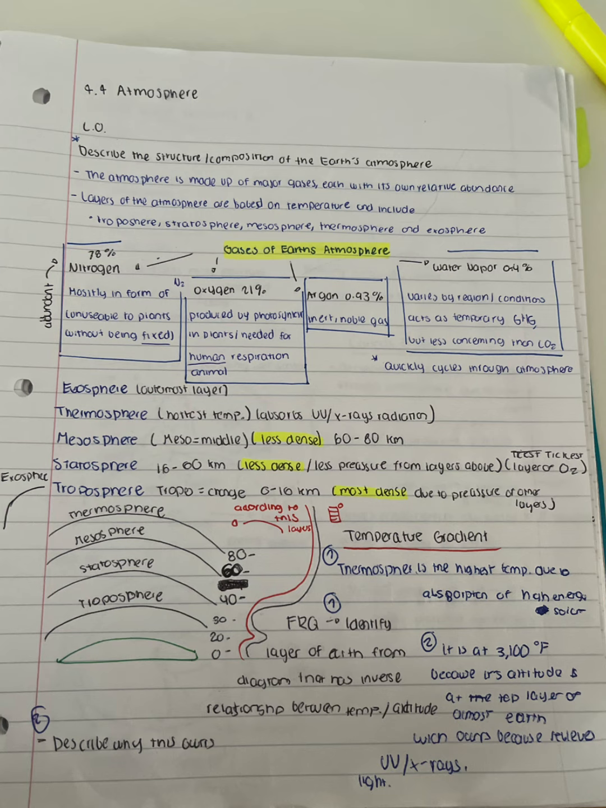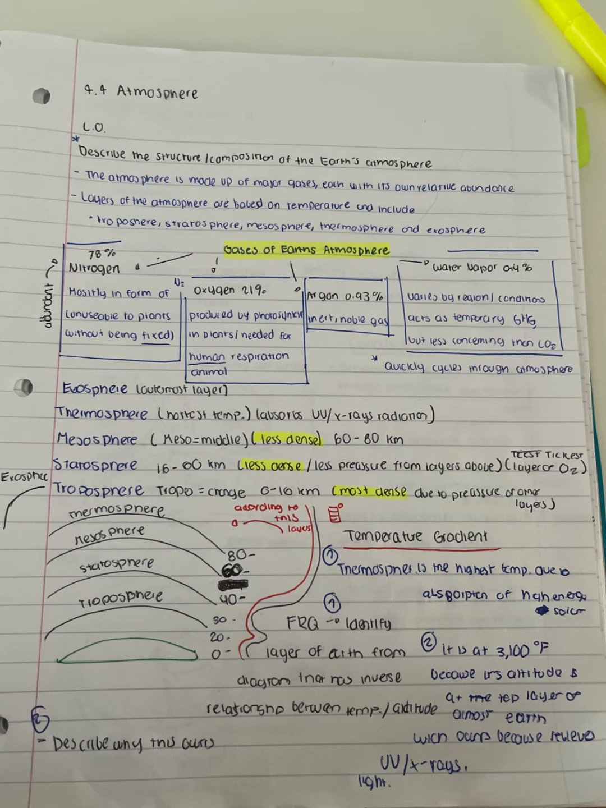Then we have the stratosphere, 16 to 60 kilometers, and it is less dense, which means less pressure from layers above, and it is the thickest layer of O2, which is oxygen. Then we have the troposphere, where tropo means change, and it's 0 to 16 kilometers. It is the most dense due to the pressure of the other layers.